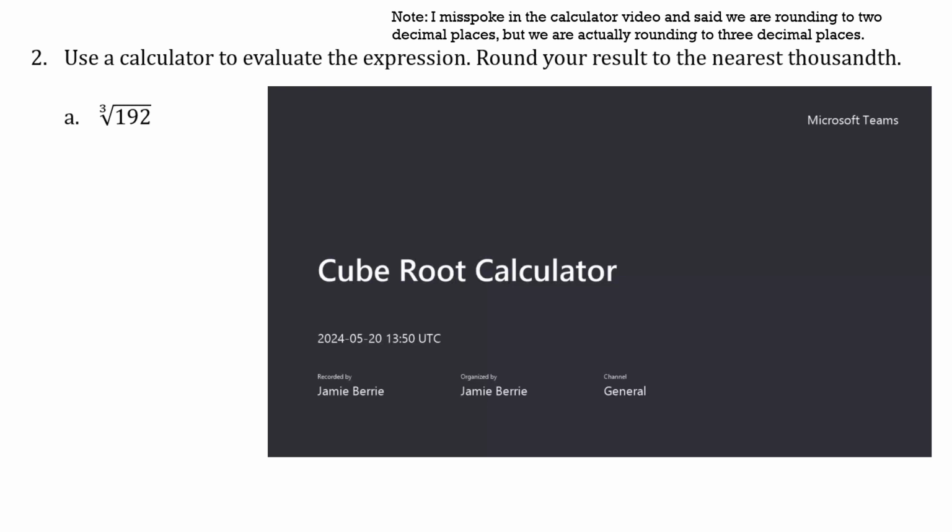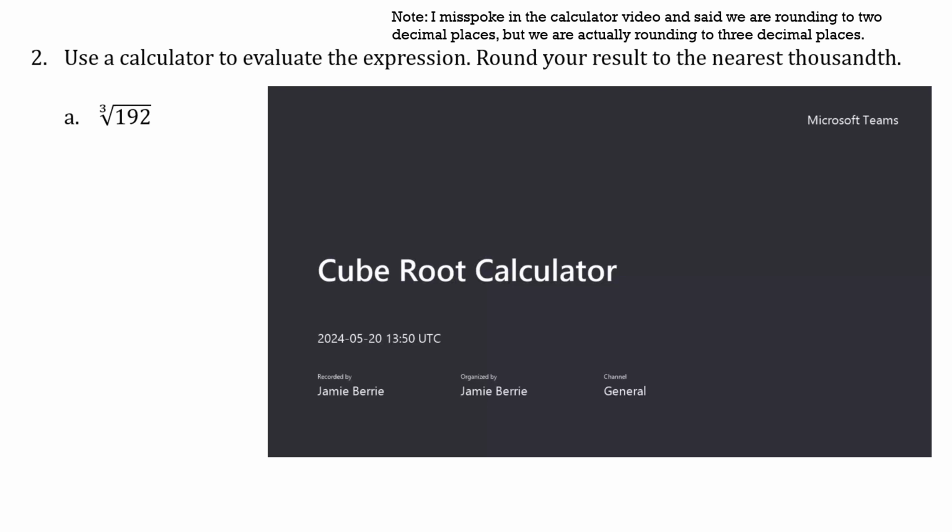Here we have a little bit of a different style problem. It says use a calculator to evaluate the expression and then round your result to the nearest thousandth. And we have the cube root of 192. Now you can do this by hand. You can simplify radicals by hand, but here we're just practicing using the calculator to do some order of operations problems. But I just wanted to throw this problem in there to remind you of how we plug in a cube root.